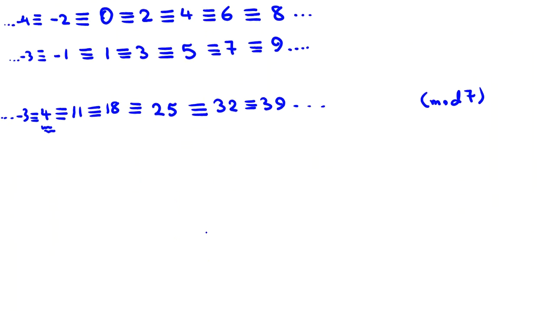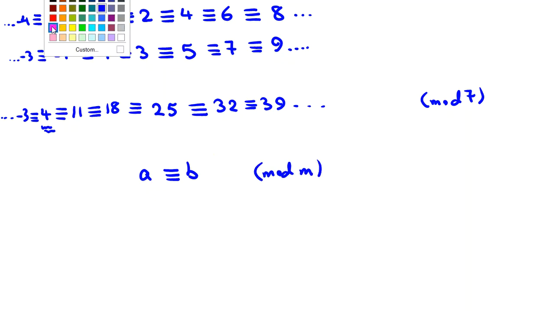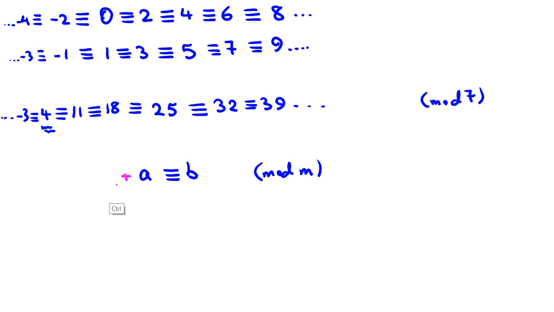There are some rules. Unfortunately, the rules are like equality, for example equations. What are they? For example, if a is congruent to b, like equality, you can mod any number, for example mod m. You can add a number n to both sides, and for example, you can subtract.